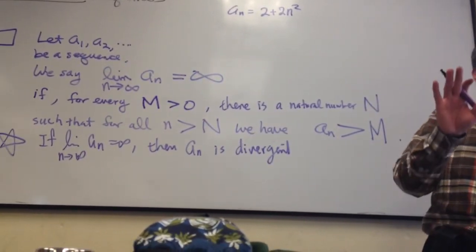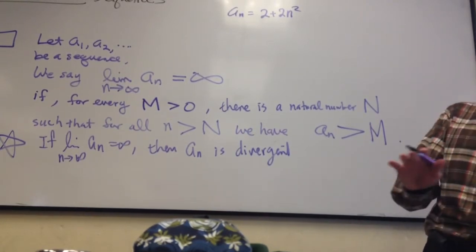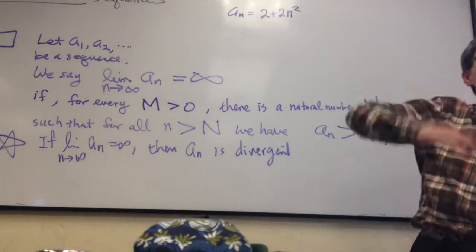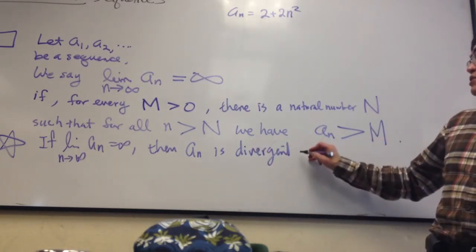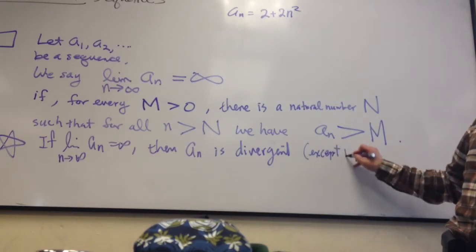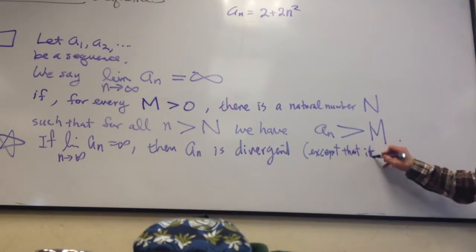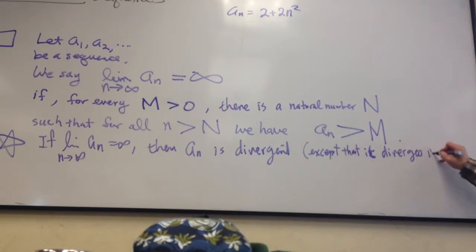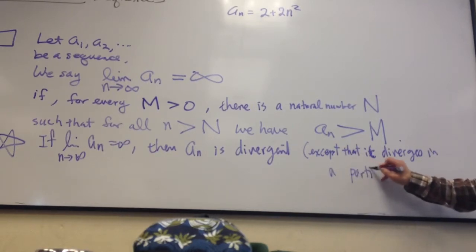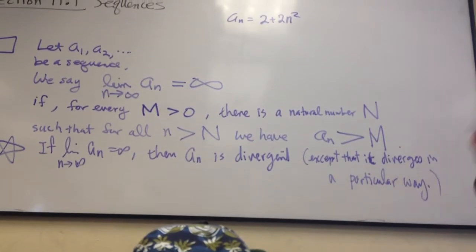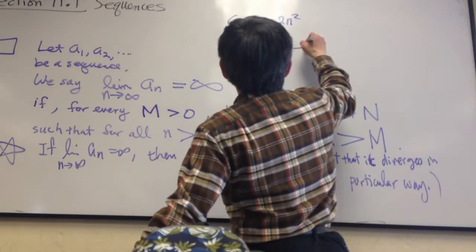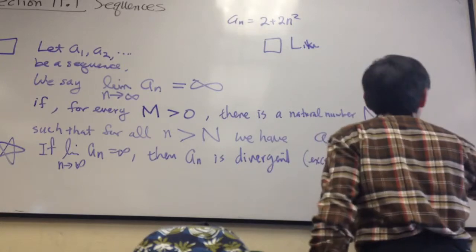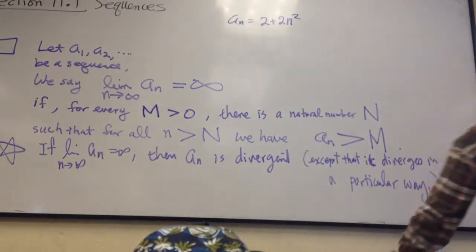Technically, the sequence diverges, except that it diverges in a certain manner. If it diverges, it doesn't have to diverge this way. It could oscillate like crazy, right? Okay, and so a_n is divergent, except that it diverges in a particular way. But technically you should say that it is divergent, except that it diverges in a certain way. And likewise, erase this part.